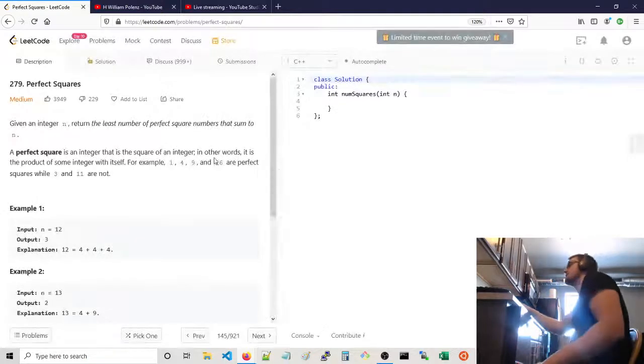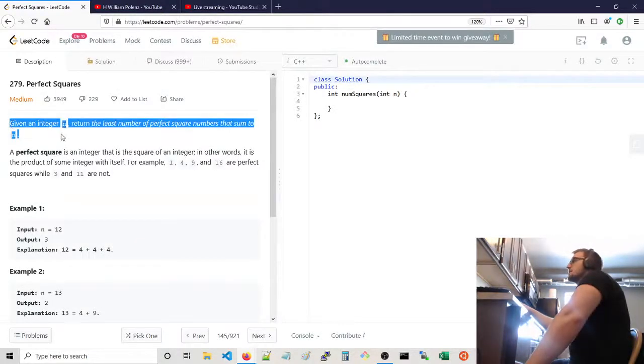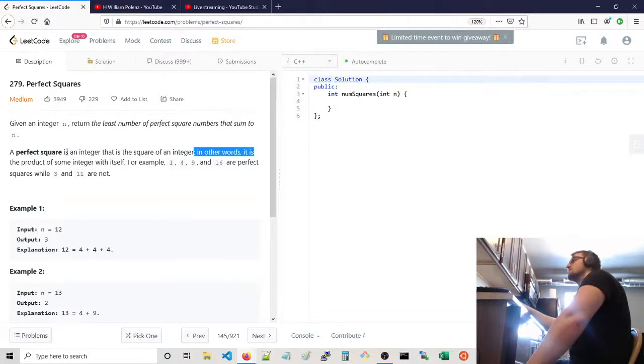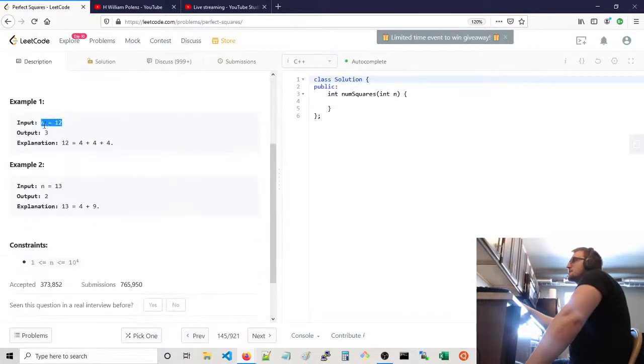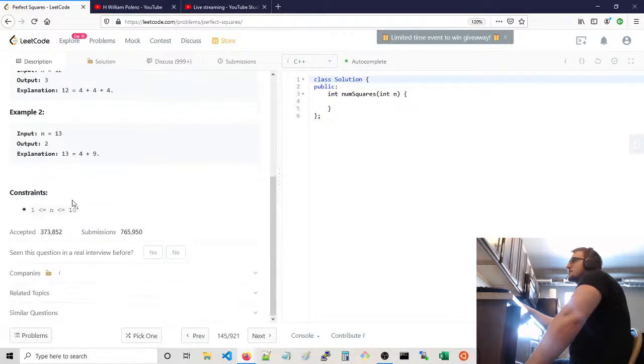Take a look at the next problem. I'll try to get as many problems as I can in today. Just kind of have at it. Given an integer n, return the least number of perfect squares that sum to n. A perfect square is an integer that is the square of an integer. In other words, it is the product of some integer with itself. For example, 1, 4, 9, and 16 are perfect squares, while 3 and 11 are not. Example: input n equals 12, output 3, since 12 equals 4 plus 4 plus 4. Input 13, output 2, since 13 equals 4 plus 9. Constraints: 1 is less than or equal to n, less than or equal to 10 to the 4th, so 10,000.